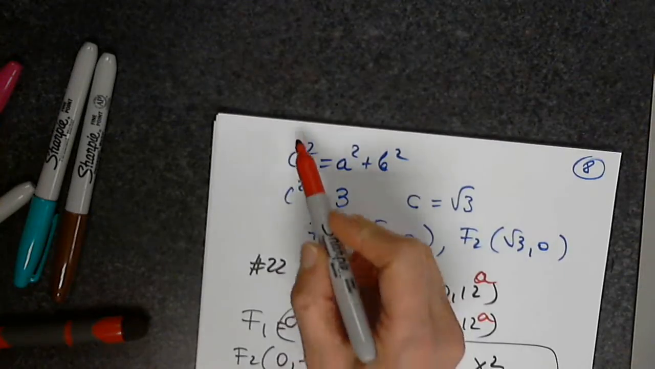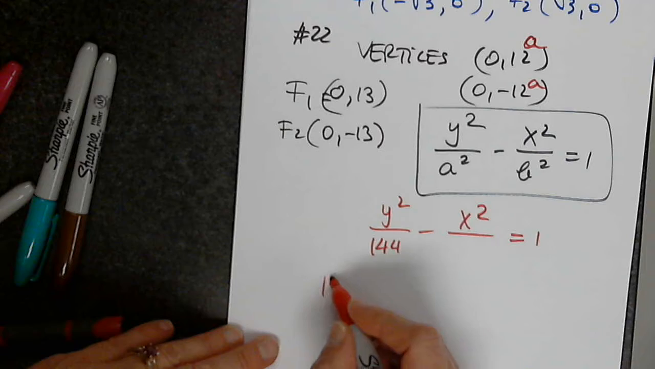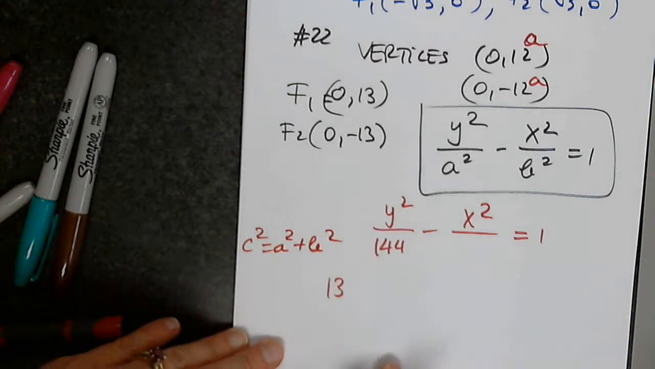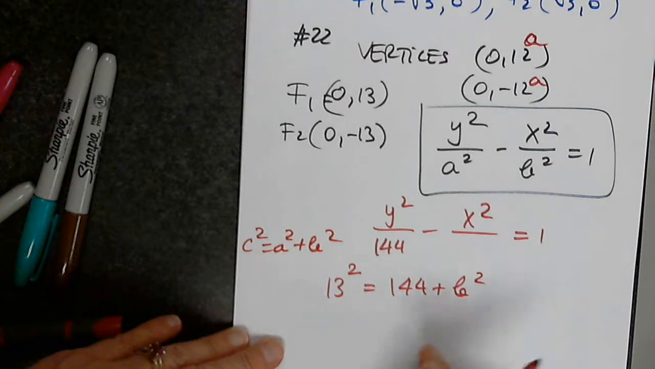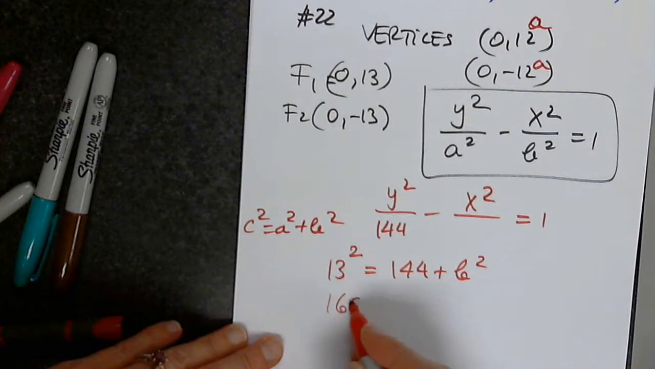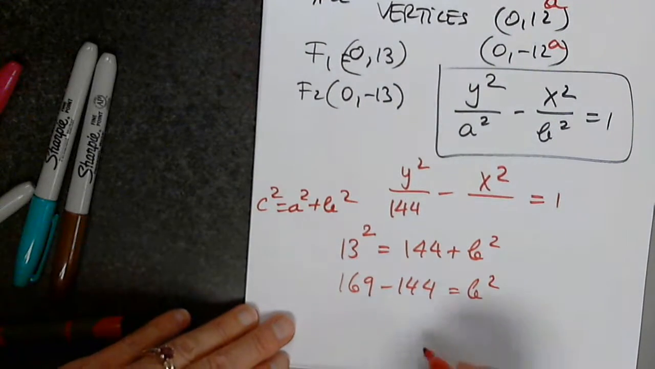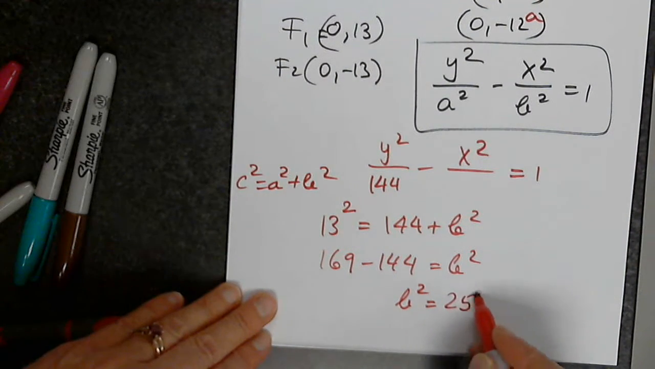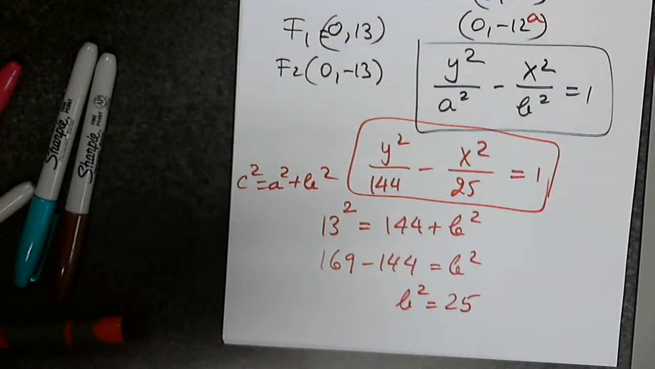From here. Right? So c squared, which is 13, let's write this one more time. c squared equals a squared plus b squared. So 13 squared equals 144 plus b squared. So 169 minus 144 equals b squared. We know that b squared is 25, so we found the equation of the hyperbola.